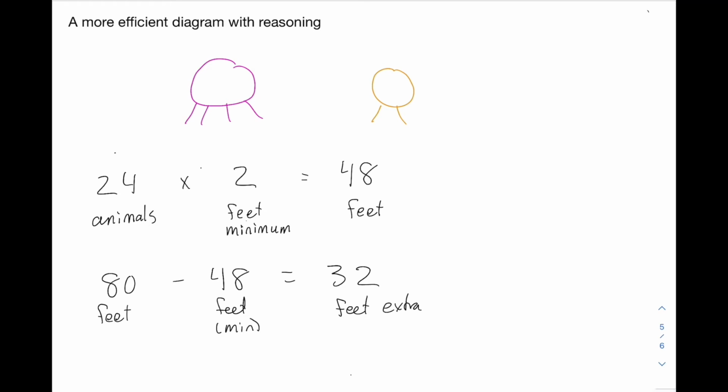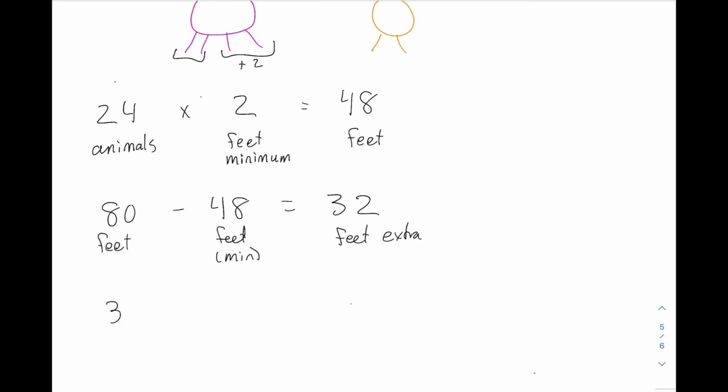So if I have 32 feet extra, the only way that I could come up with an extra 32 feet is by turning some of those chicken pictures into pig pictures. So I take these 2 feet here, and then I'm going to be adding 2 more feet. Okay, so the 32 extra feet had to come from the pig. And every time I switch a chicken picture into a pig picture, I am adding 2 feet. So I'm going to be doing this in groups of 2.